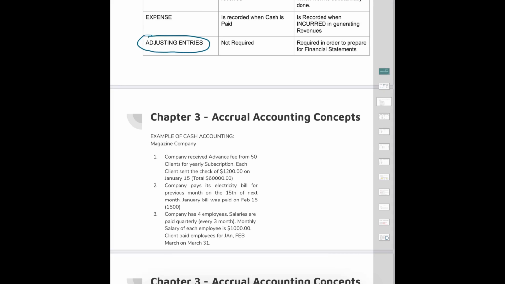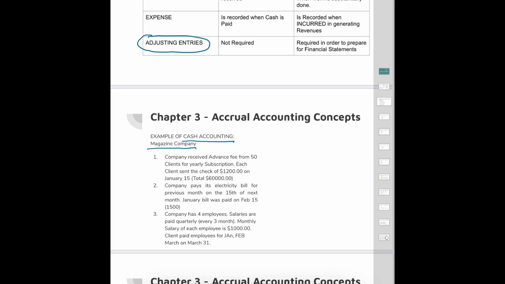Now I want to do one example of some of the transactions, both ways, with the cash accounting method and accrual accounting method, so that you can see the difference. Okay, so I have a small example, with just three events, three transactions. So it's a magazine company, and first we are going to use the cash accounting method.